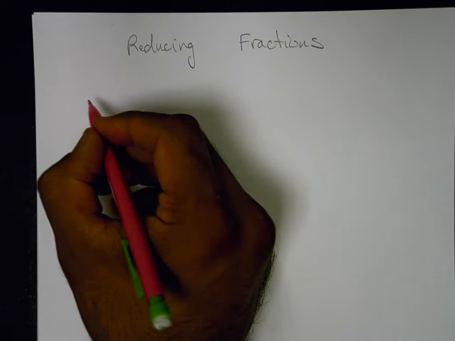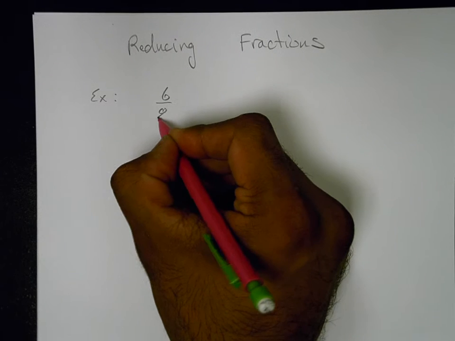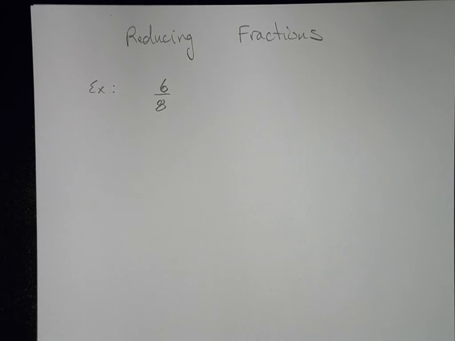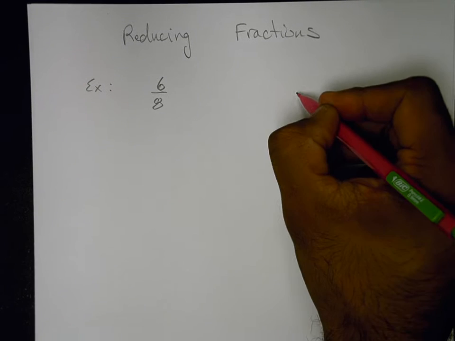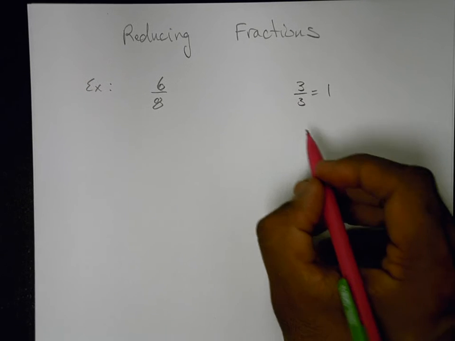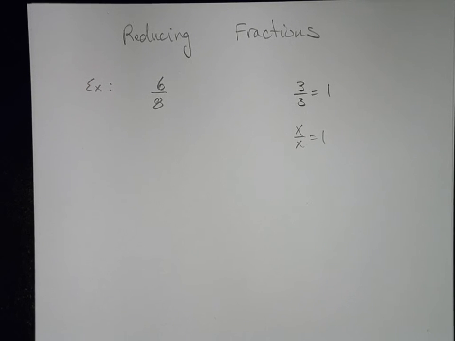Reducing fractions. There's several different techniques for this. We're going to look at one, the idea of things dividing to 1. The key to this is just understand that a number divided by itself is 1. So 3 divided by 3 is 1. X divided by x is 1. So something divided by itself is 1. That's really the whole premise for what we're going to do.